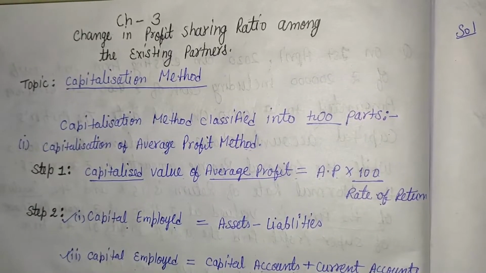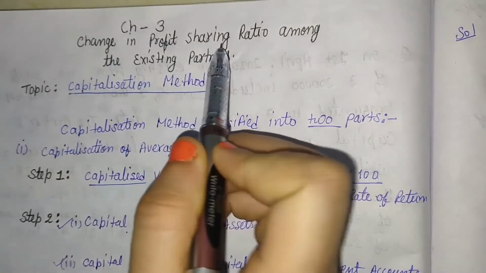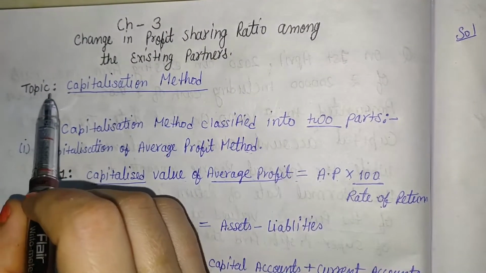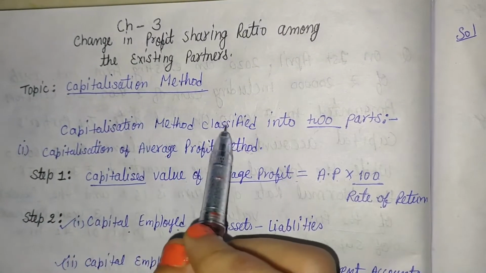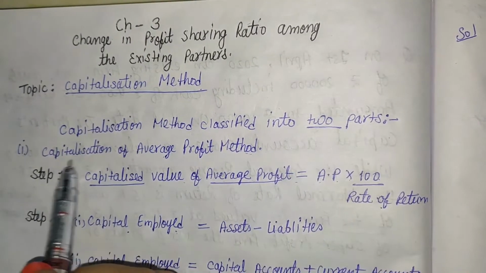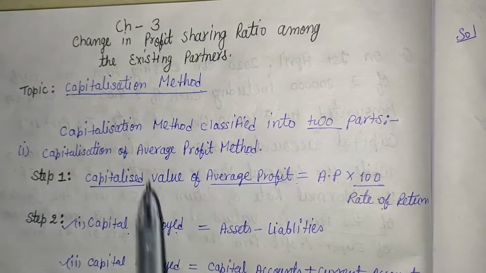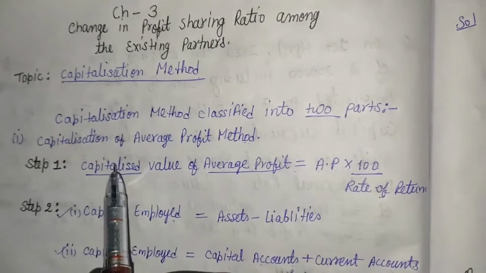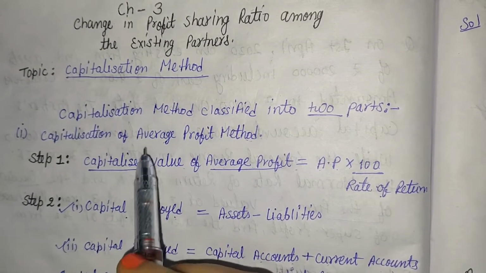Hello students, today we are going to start our next chapter, that is change in profit sharing ratio among the existing partners, and today's topic is the capitalization method. The capitalization method is classified into two parts. The first one is the capitalization of average profit method and the second one is the capitalization of super profit method. Now one by one we are going to discuss both the methods.